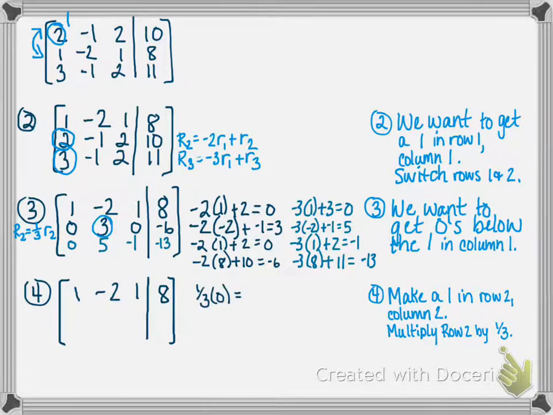So 1/3 times the old 0 is still 0. 1/3 times the 3 gives us the 1 that we need. 1/3 times the old 0 gives us 0. 1/3 times the -6 gives us -2. And row 3 will remain the same: 0, 5, -1, -13. Okay, so now this is our resulting matrix. I've got the 1, -2, 1, 8, 0, 1, 0, -2, 0, 5, -1, -13.